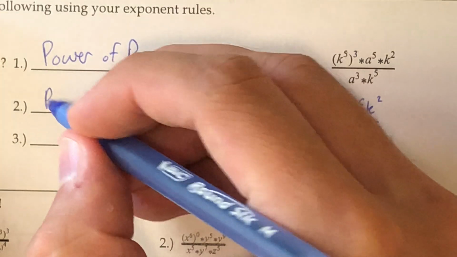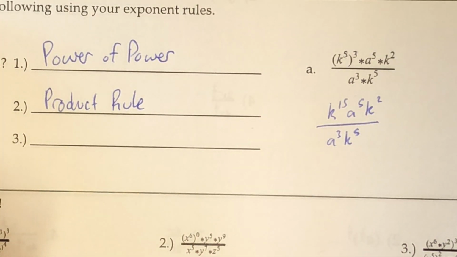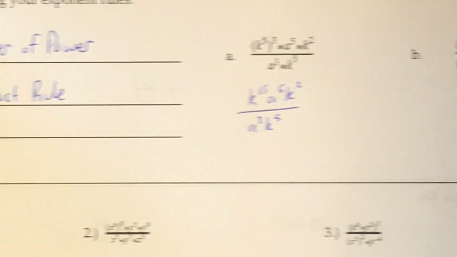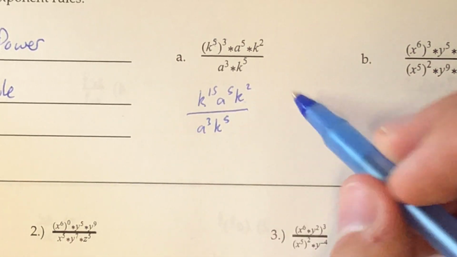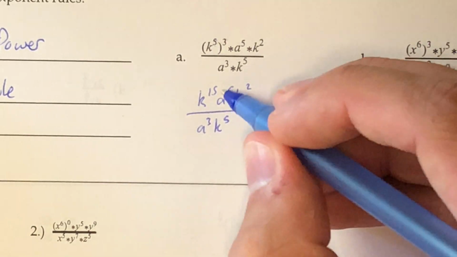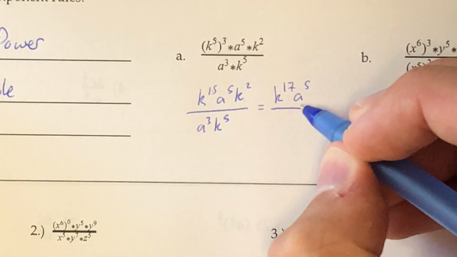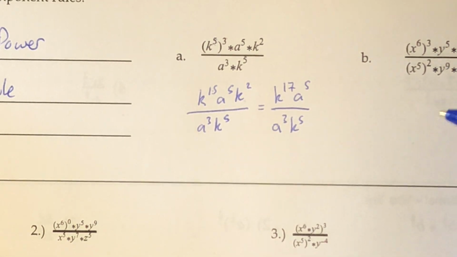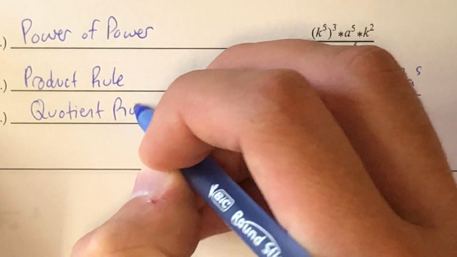Next, if we've got like a product rule, usually that's where we would go next. So you just check the top, check the bottom separately. So on the top, I notice we have two pieces here with k, so we have k to the 15th and k squared. So we can add those exponents together by the product rule. So we get k to the 17th, a to the 5th, and then a to the 3rd, k to the 5th. Last thing we do is the quotient rule. So that's our division.